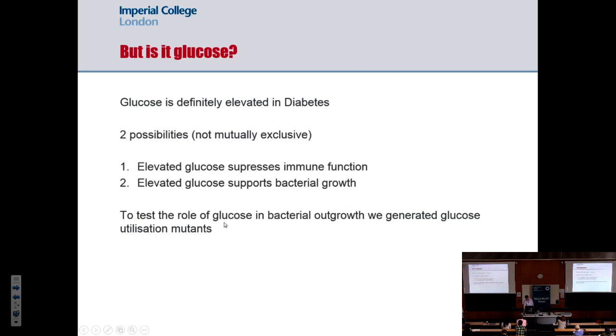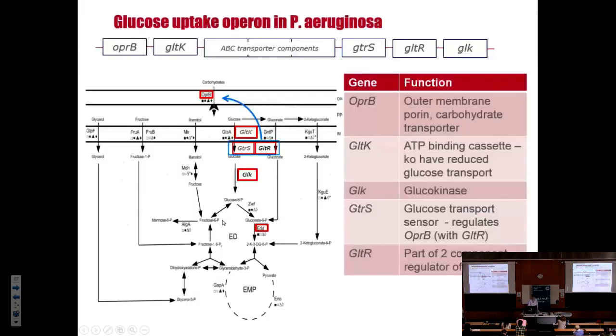But the second part is that the elevated glucose supports bacterial growth. The way we decided to look at this was to generate glucose utilization mutants. The genome of Pseudomonas is well characterized, all of the genes are well known, and so we could pick out the ones that we believe are involved in glucose uptake and metabolism.